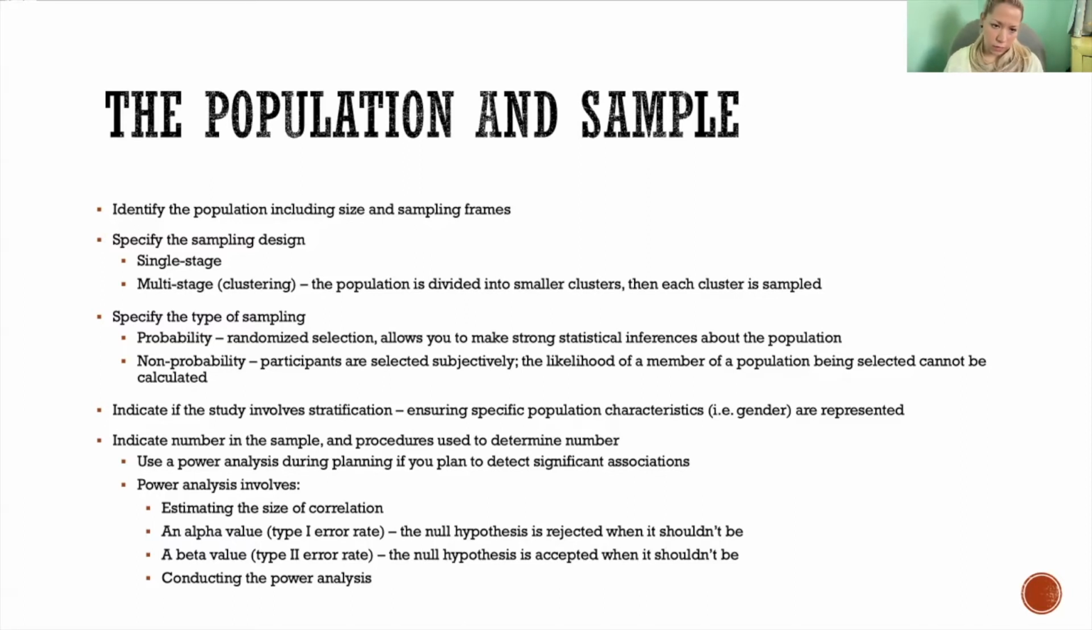So a power analysis would involve estimating the size of correlation. You'd estimate an alpha value, which is telling you about the likelihood of having a type 1 error rate. A type 1 error would mean that the null hypothesis is rejected when it shouldn't be. The beta value is telling you the likelihood of having a type 2 error rate, which would mean the null hypothesis is accepted when it shouldn't be. And you conduct your power analysis. That needs to be done while you are planning your study so that you know how many individuals you need in your sample.